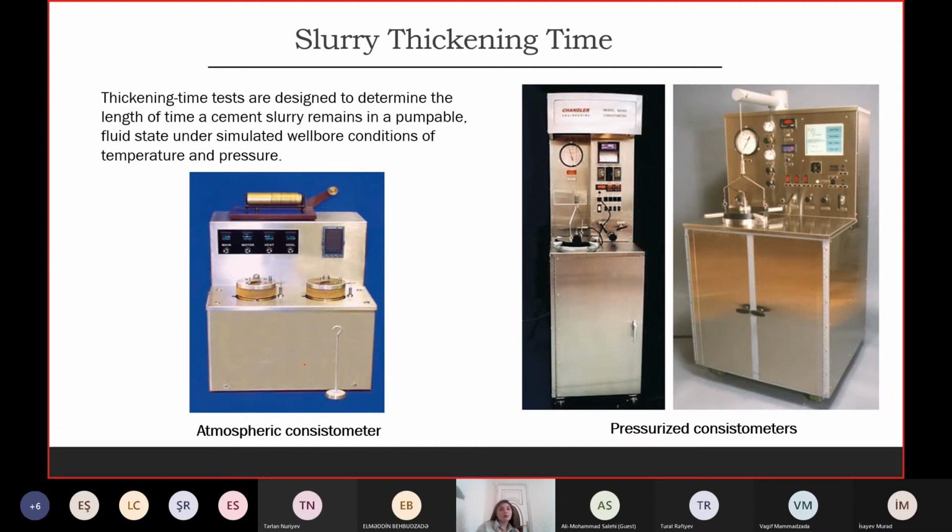Usually you will hear TT. We call it TT test, TT result, thickening time, TT. You can hear this somewhere, just be familiar that it means thickening time.